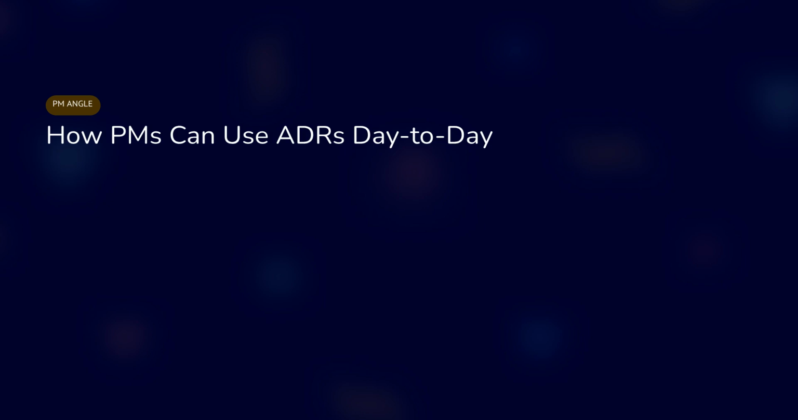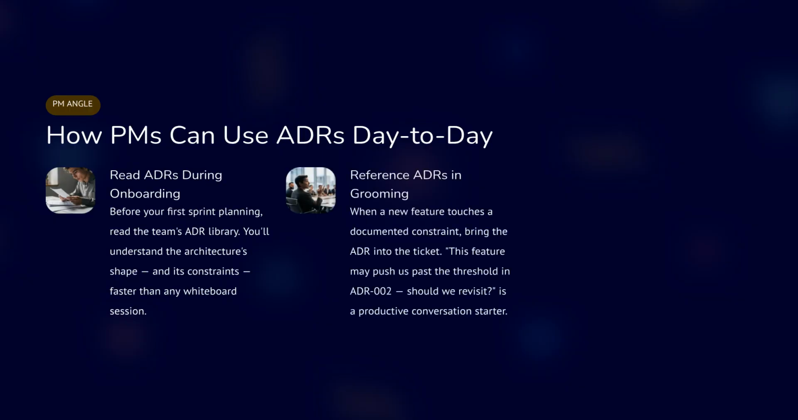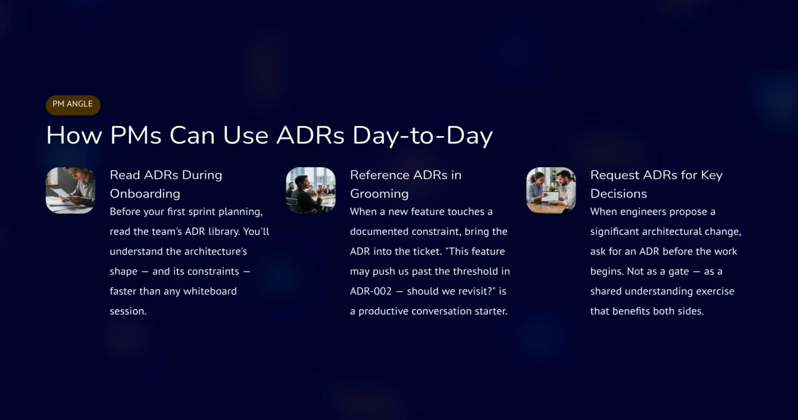Product managers can use ADRs in 3 ways. Read them during onboarding to understand constraints quickly, reference them in feature grooming to prevent scope creep, and request ADRs for new key architectural decisions before work begins.